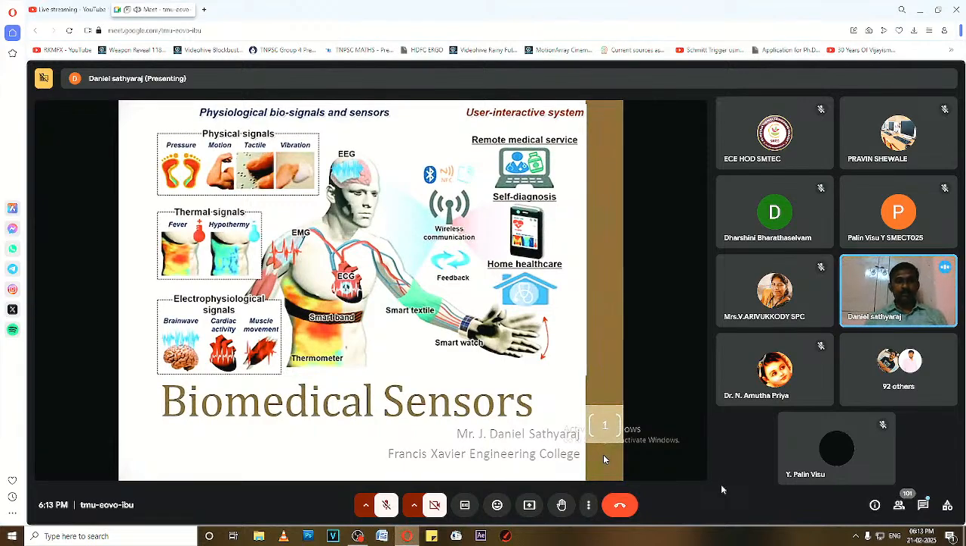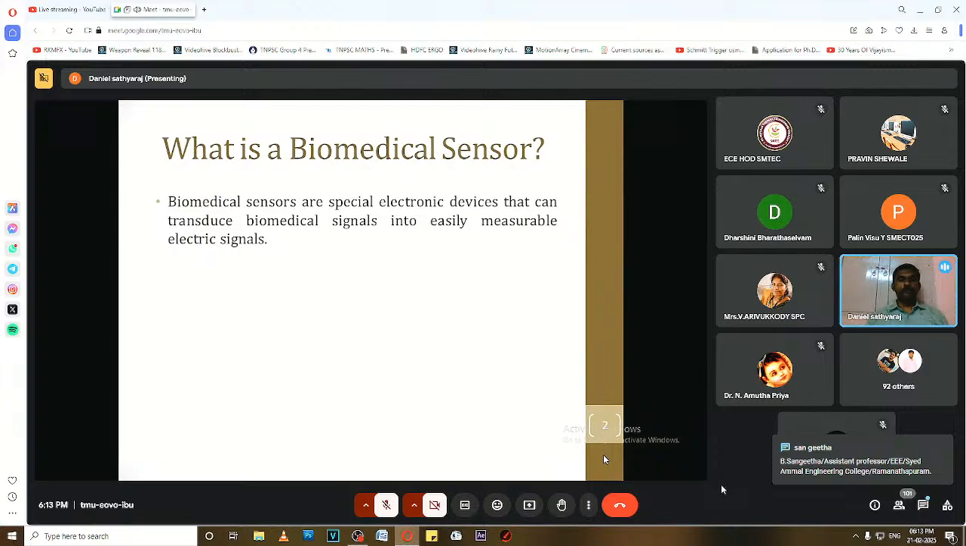Good evening, everyone. Today, the topic for me is biomedical sensors. From the basics, I just want to give an overview about what biomedical sensors are and what the types are. At present, what types of biomedical sensors are there? I also want to give a bit of touch in the area of research, where biomedical sensors are now heading and what they have developed so far.